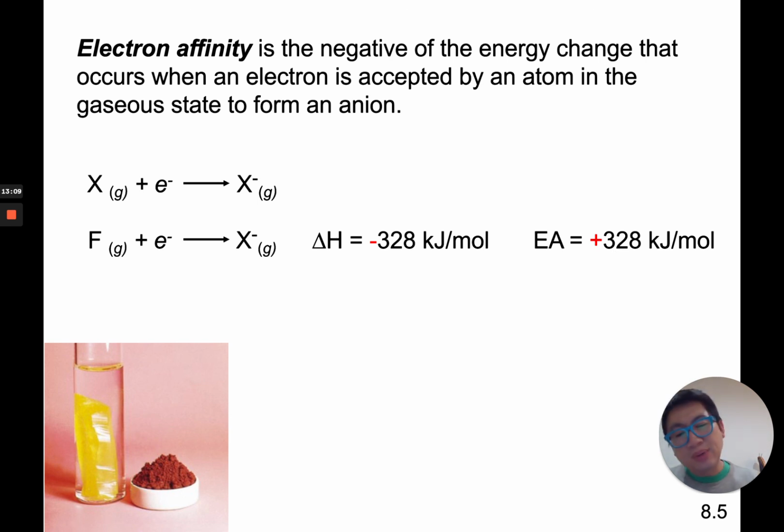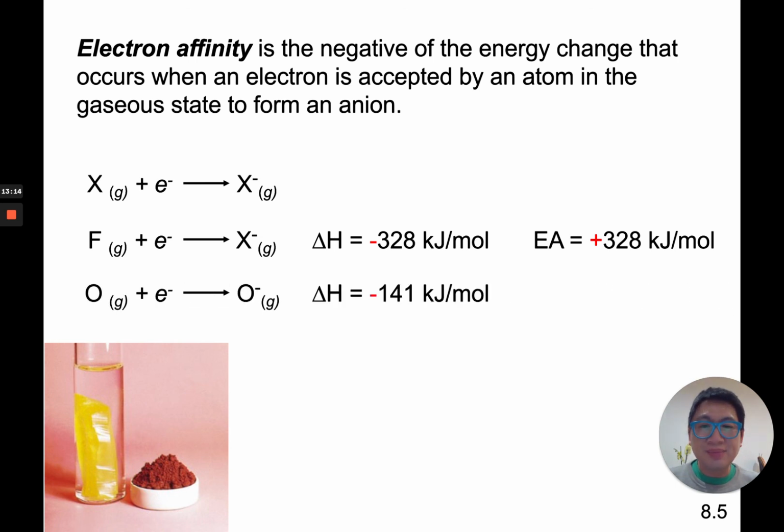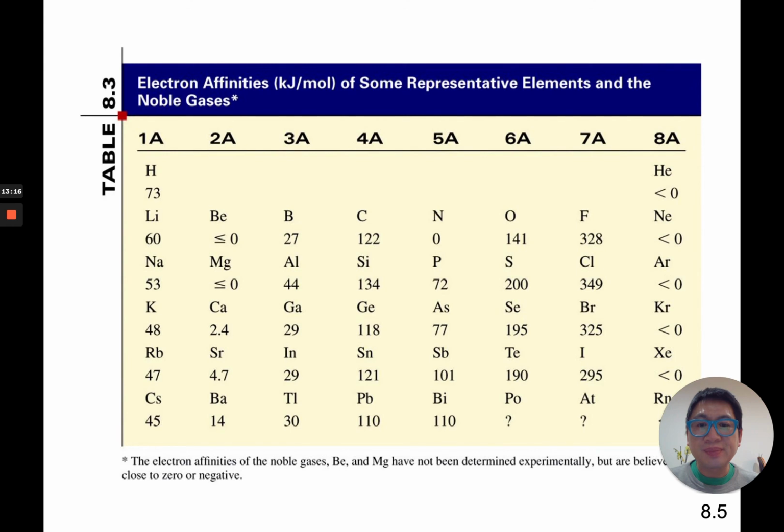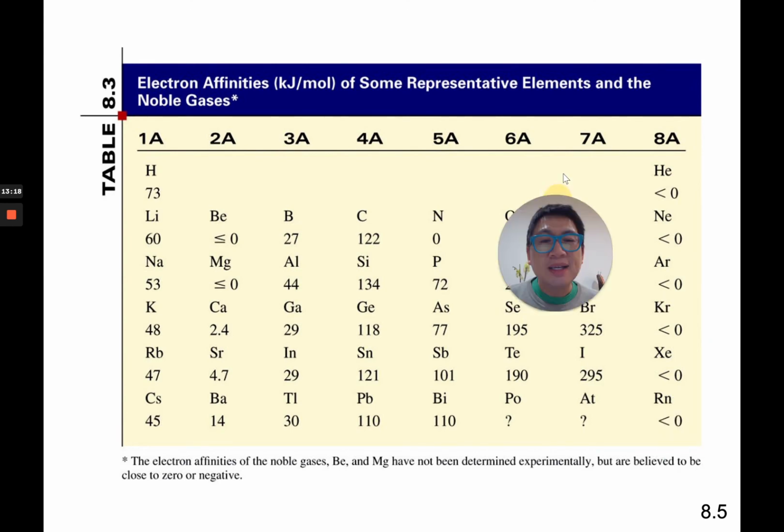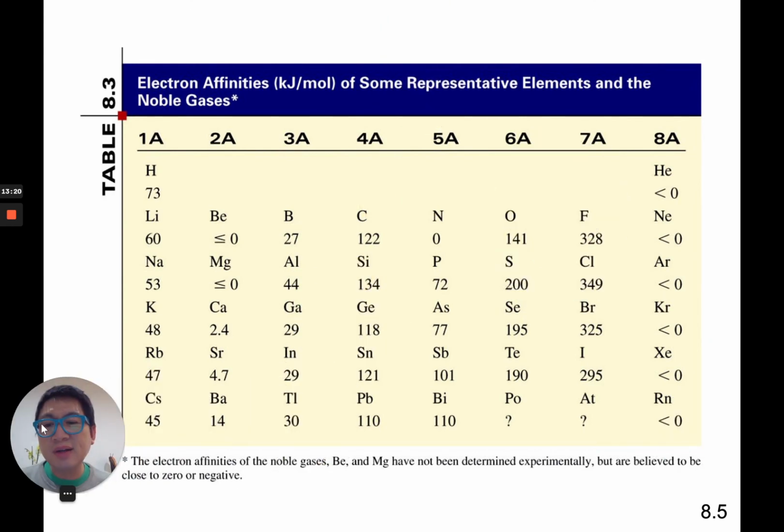So what are the numbers? Again, numbers you don't memorize. Oh, yeah, that's what it is for oxygen. Here they are in a table. It's one of the least clear trends, but here they are, at least for electron affinity of representative elements. First of all, take out noble gases. Notice the electron affinity of noble gases, as well as beryllium and magnesium, has not been determined experimentally, but is believed to be 0 or negative.